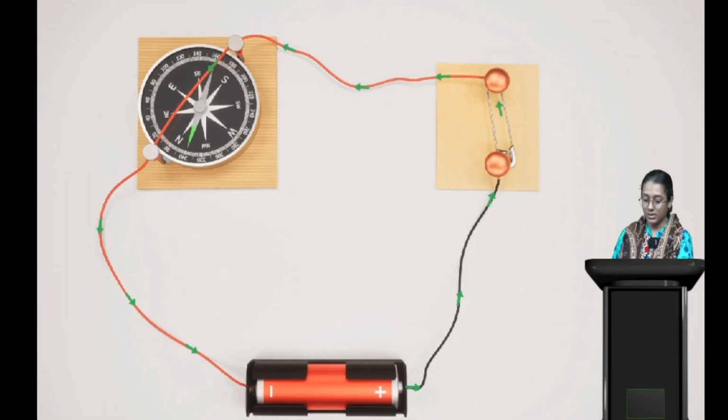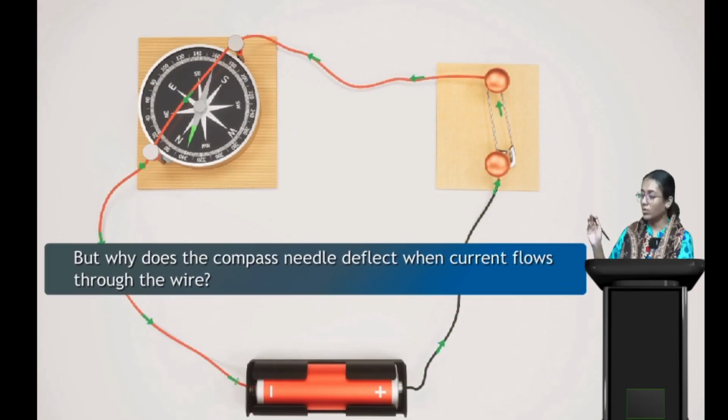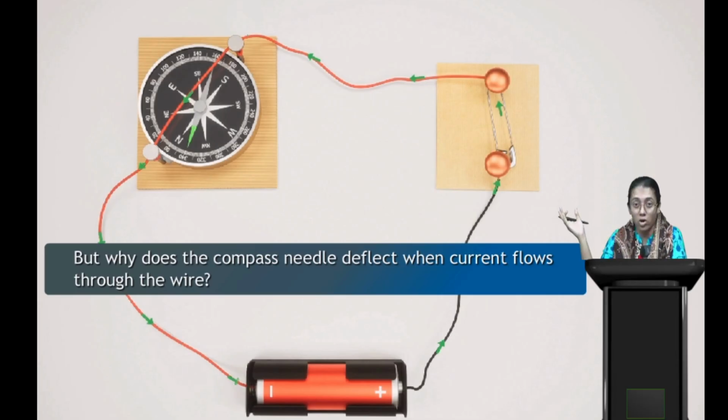Clear, everyone? But here in this case, we are not bringing any kind of magnet near the magnetic compass, isn't it? Then why does the compass needle deflect when current flows through the wire? Can any one of you tell me why? Still, whenever we turn on the switch, the compass needle gets deflected from its original position.